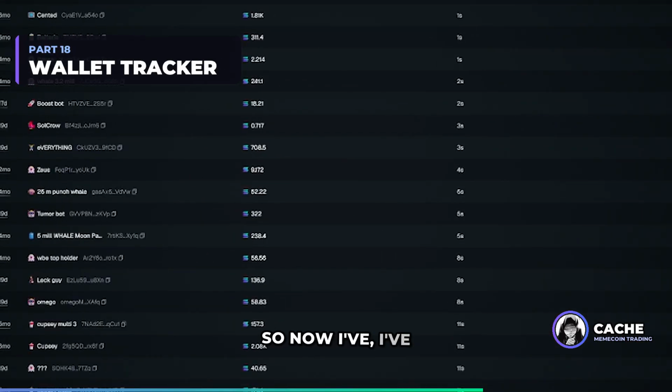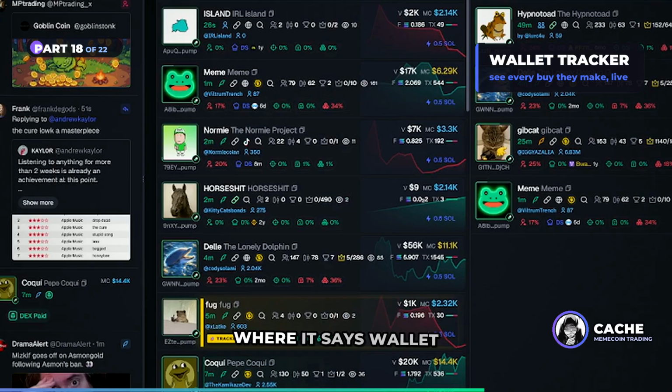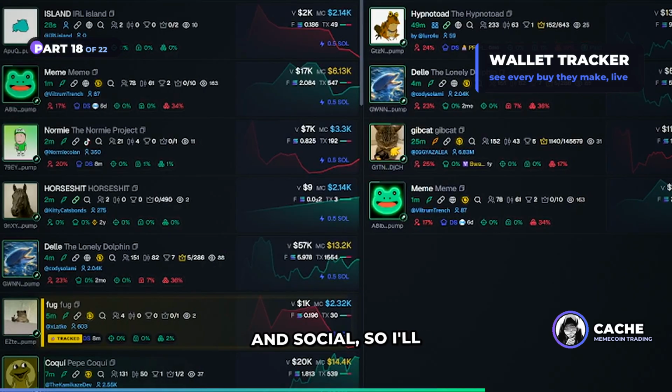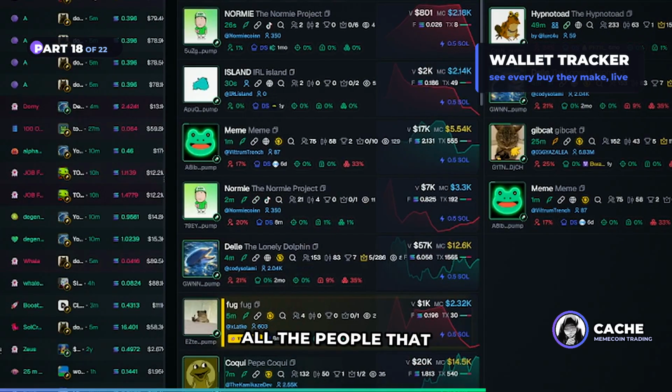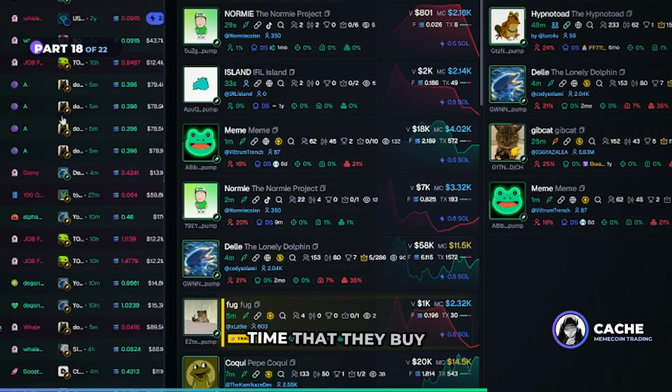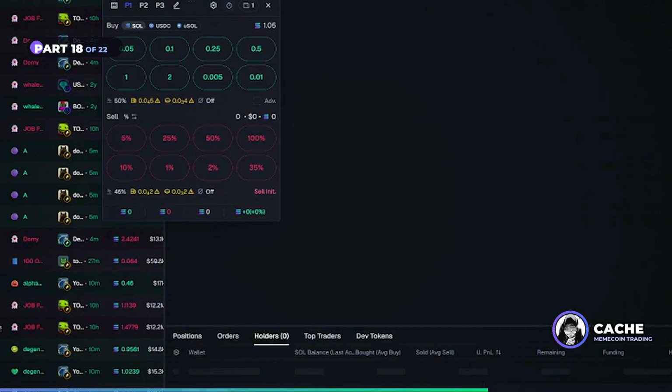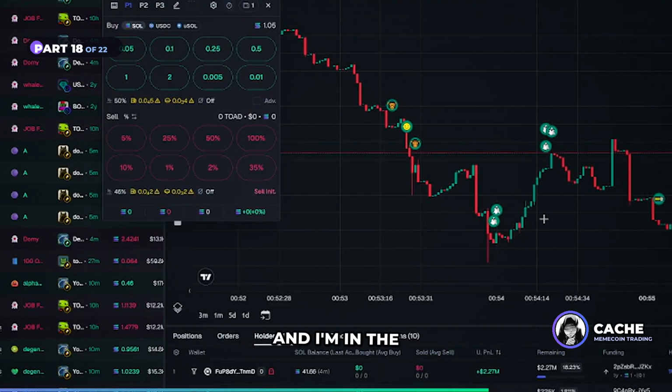So now, I've clicked down here where it says wallet and social. So I'll click on wallet tracker, and you can see all of the people that you track every single time that they buy or sell a coin. Look, now I can just click on that and I'm in the coin that they're buying.